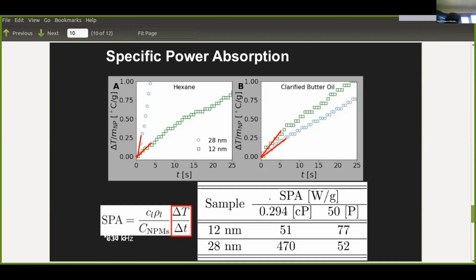The 28 nanometer particles that show a heating efficiency in hexane close to 500 watts per gram drop at least 7 times in value in CBO, that is clarified butteroid, while the 12 nanometer particles are initially within 50 watts per gram in hexane. They have a higher efficiency in CBO that exceeds the efficiency of larger nanoparticles. In this case, both particles could be candidates to carry out hyperthermia treatment in cells, but it could be enough to look for nanoparticle systems that do not exceed 20 nanometers.